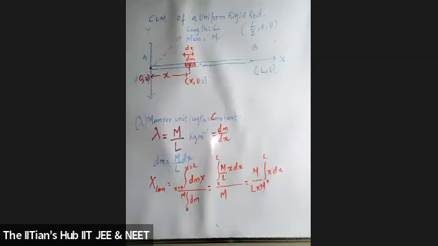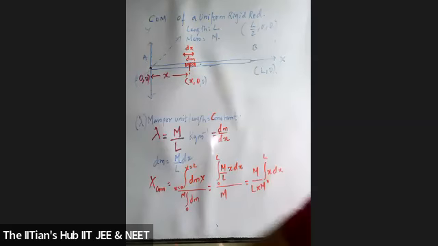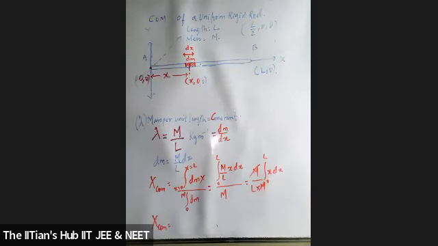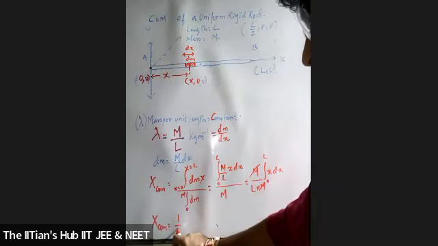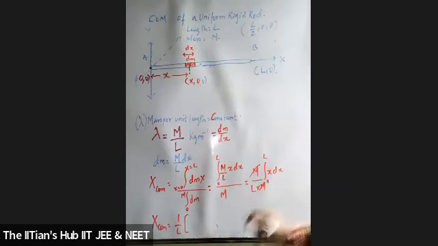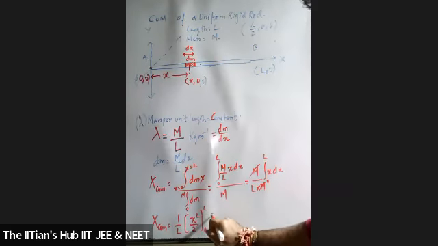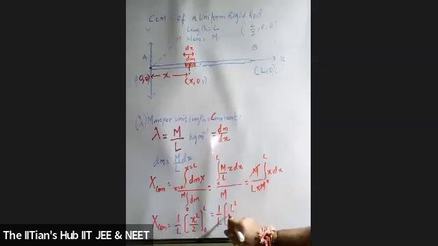So what is the integration of x into dx? X square by 2. Can I put the limit, students? So what exactly xcm will be equal to? This M and M will get cancelled. Agreed? So 1 by L, bracket, integration of x into dx will be x square by 2. Lower limit is 0, upper limit is capital L. So can I say 1 by L into L square by 2 minus 0? This and this will get cancelled. What's my xcm? L by 2.